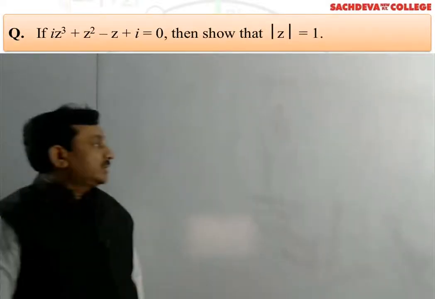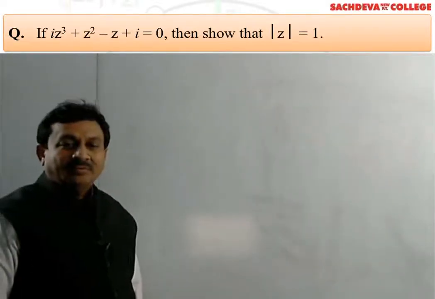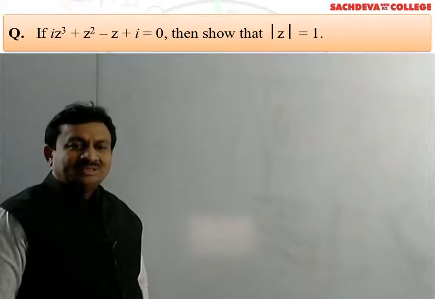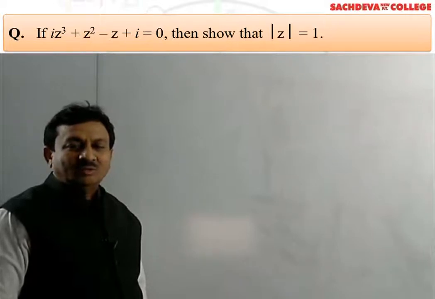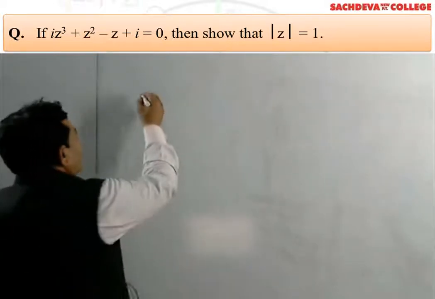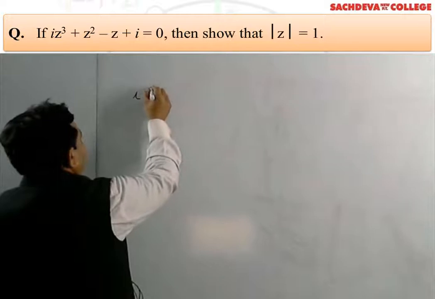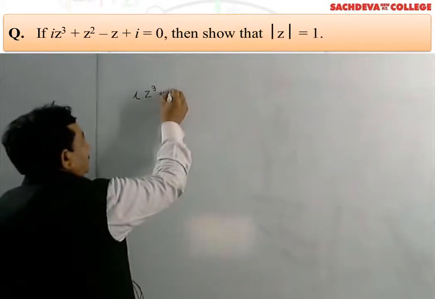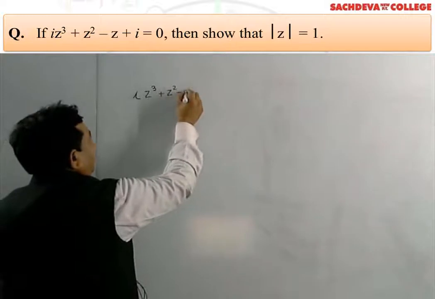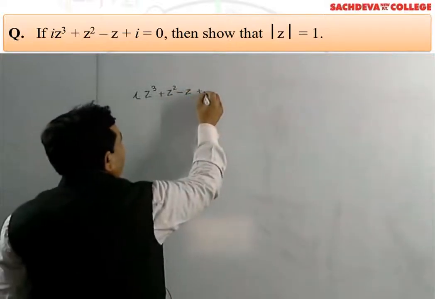Now we solve the next problem. If iz³ + z² − z + i = 0, then show that |z| = 1. So given that iz³ + z² − z + i = 0.